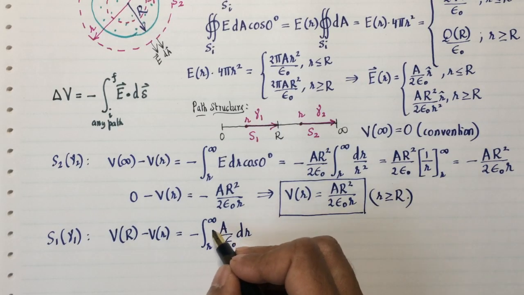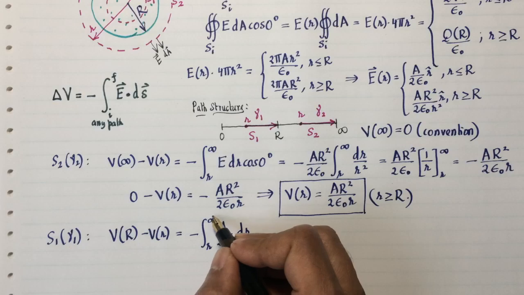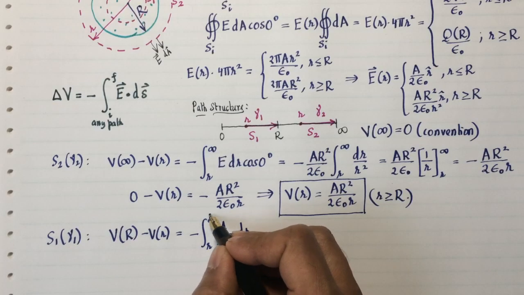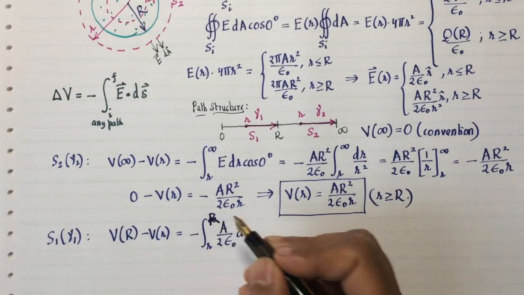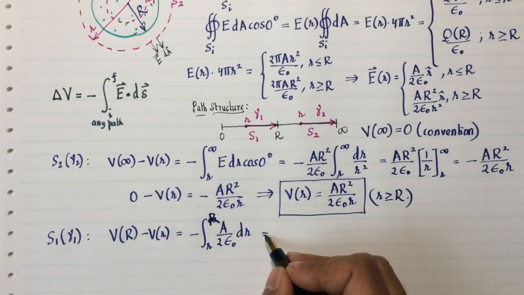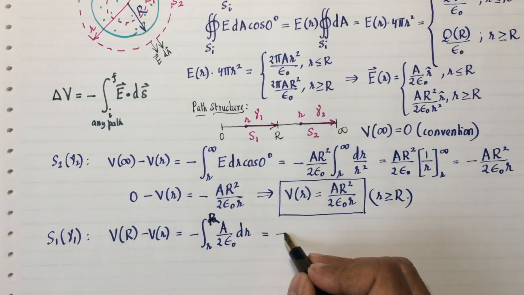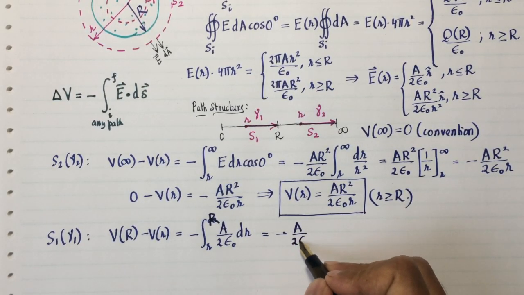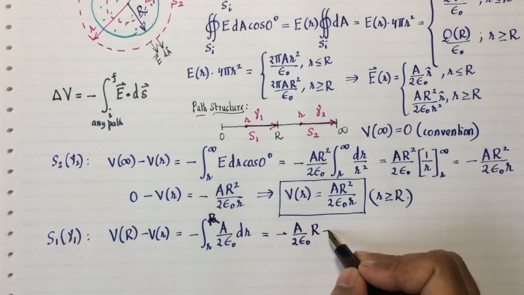So, no, that's not 0. This is r to capital R, not infinity. So this gives me negative a over 2 epsilon naught times capital R minus little r.